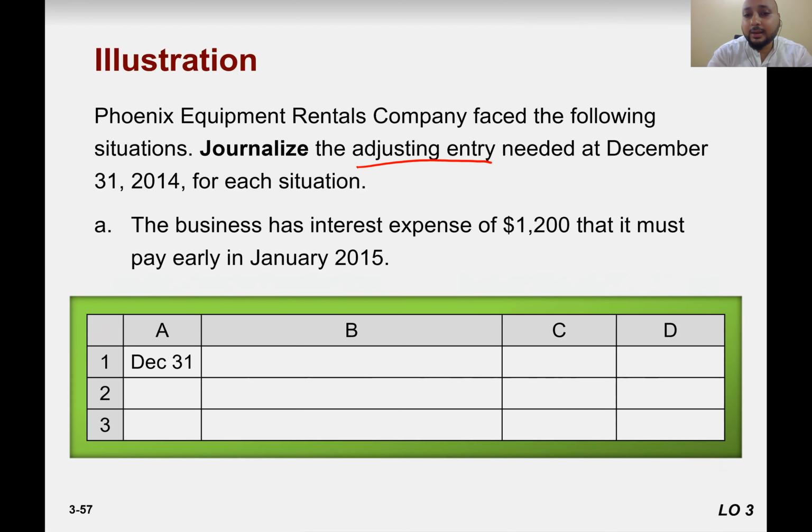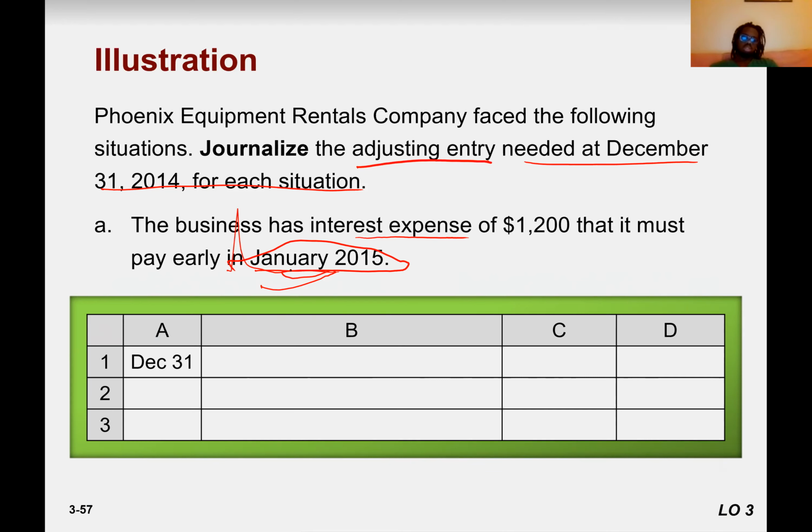So the business has interest expense of 1200 that it must pay in early January 2015, right? So you see here the company closing year is 31st December. But expense occurred? Yes. Did they pay for the expense? No. They will pay later on, early January, maybe 5th of January, maybe 7th, maybe 10th of January. The question is not mentioned.